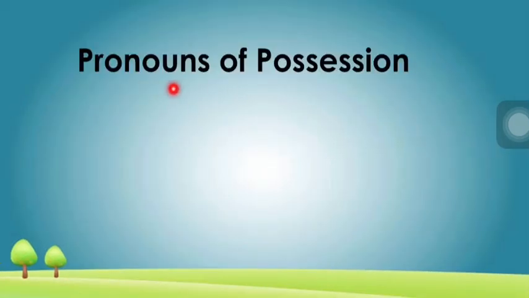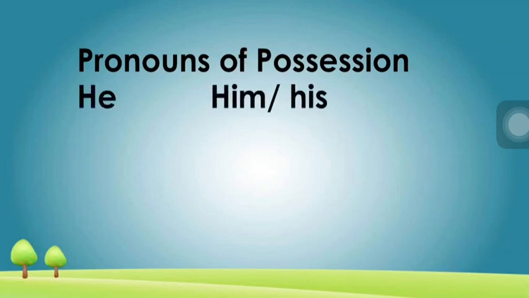Let's study about pronouns of possession. What are pronouns of possession? Pronouns of possession show that something belongs to someone. For example, he has a cat. We can also say this is his cat. Now children, you can see what is the connection. This connection is showing that this is his cat. He possesses a cat, or the cat belongs to him. So this is a pronoun of possession because this is showing that the cat belongs to him, or he has a cat.